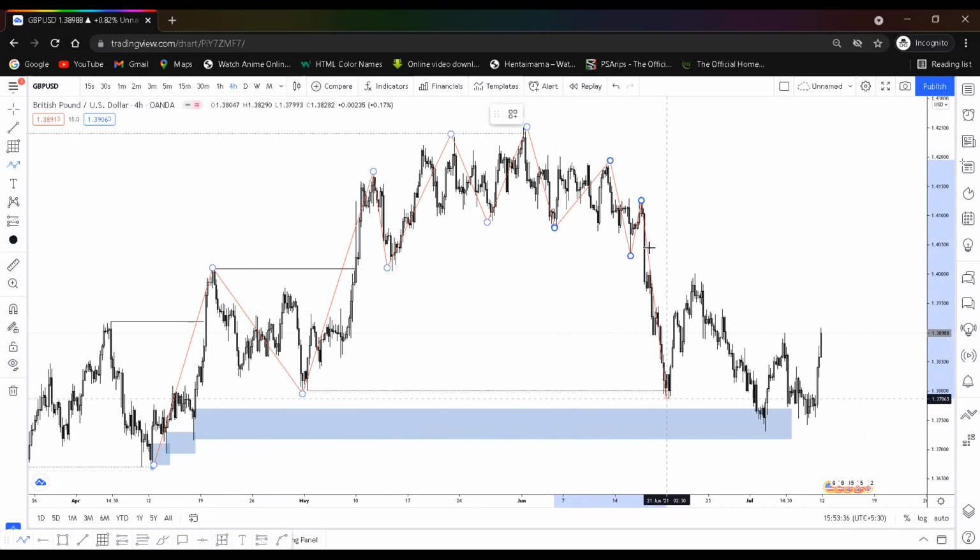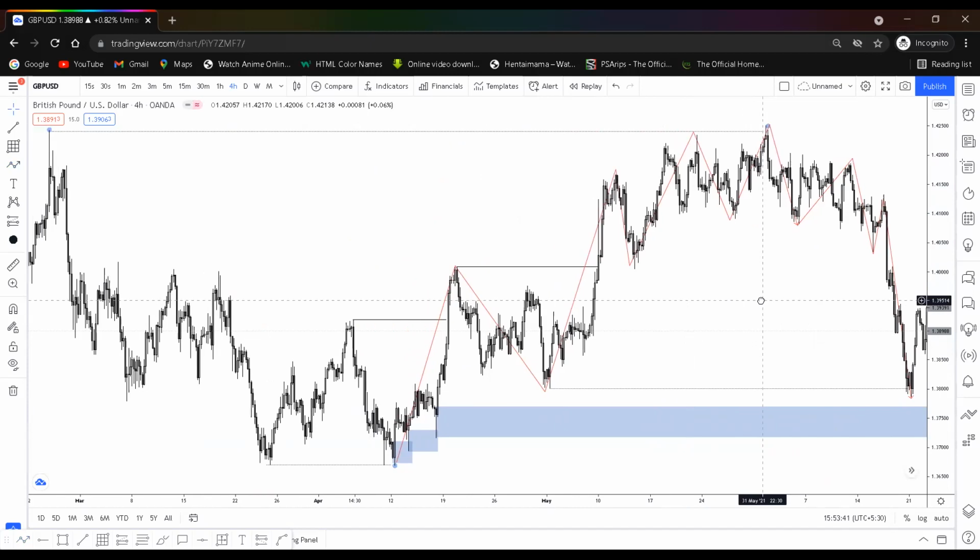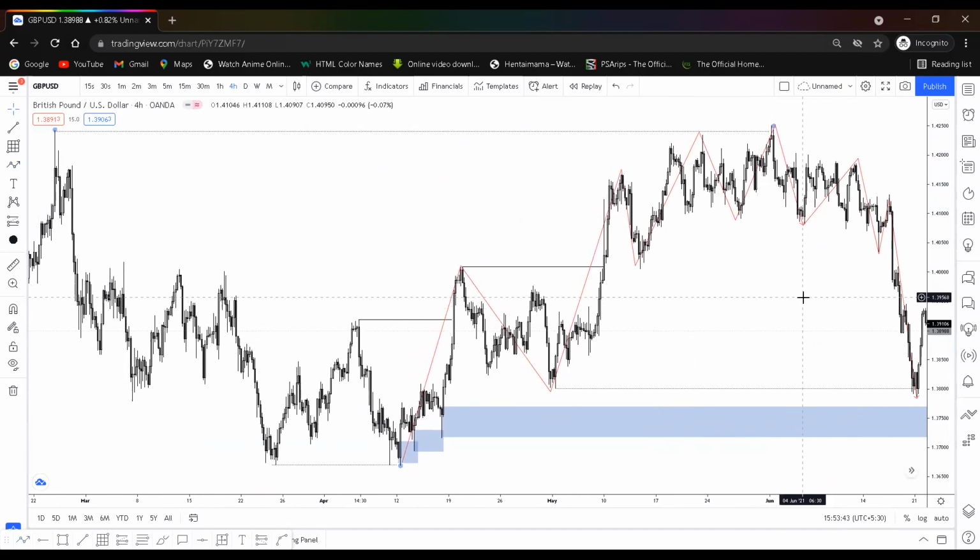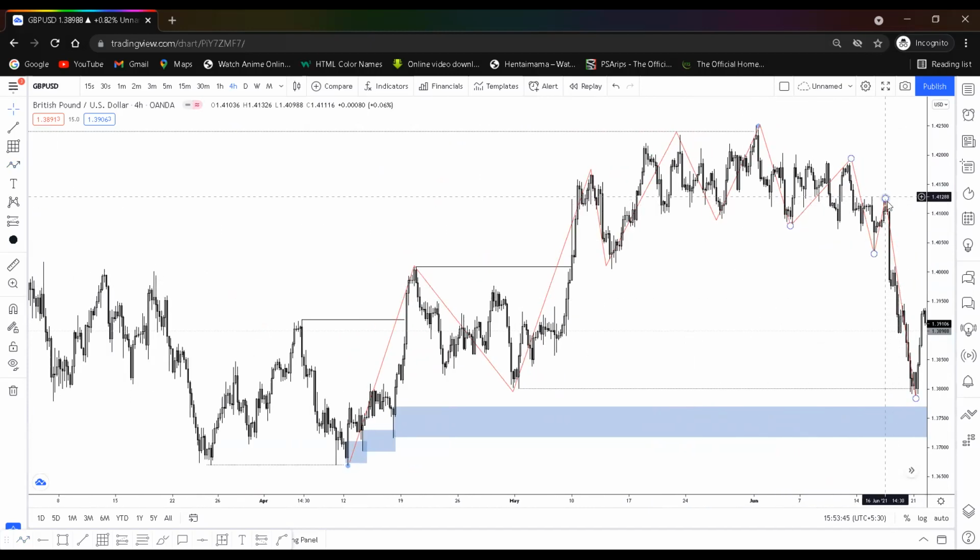Then price broke structure, came back down, and then retraced, came back down, retraced, and then boom, this was NFP, came back down heavily. Now imagine this did not happen. What is our range? From this high to this low.